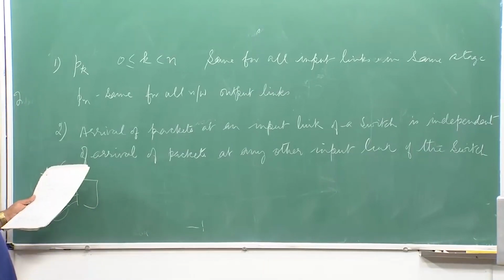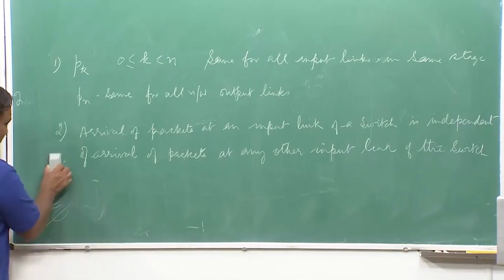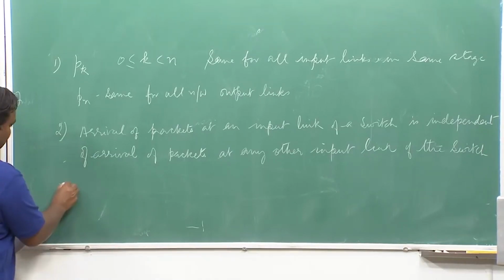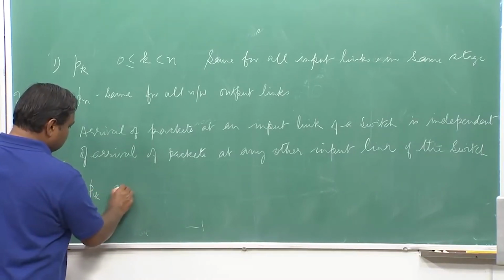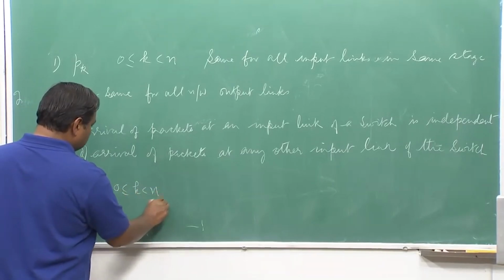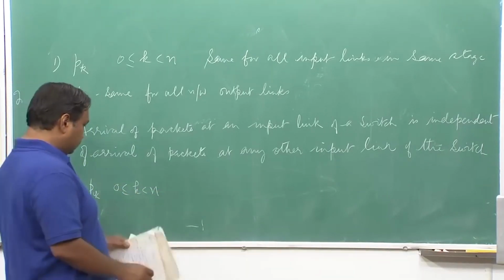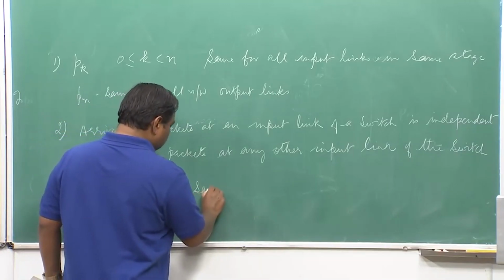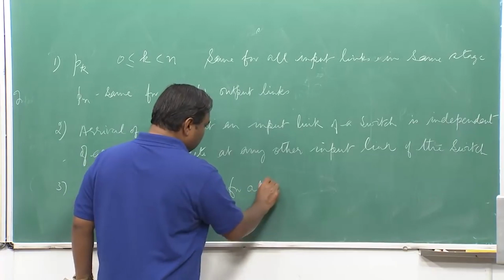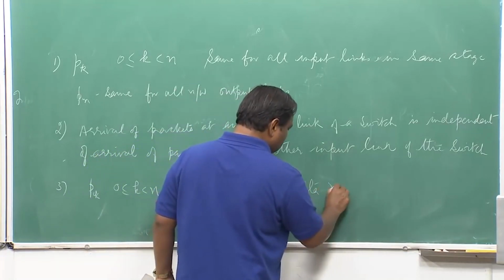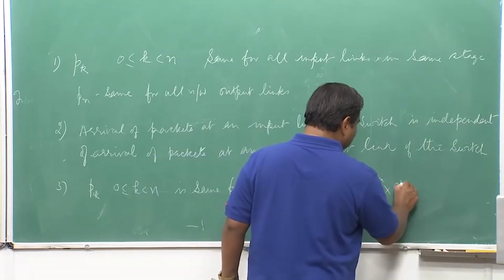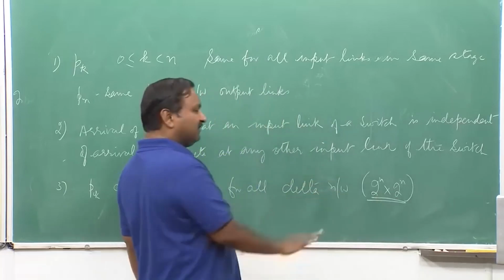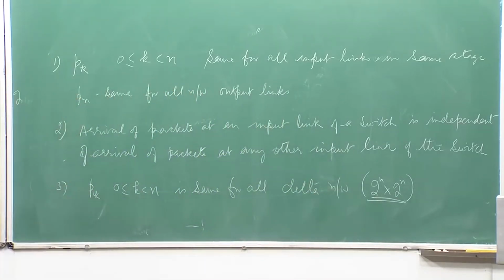And of course, for any delta network, not just for a certain specific one, Pk for 0 less than k less than n is the same for all delta networks of size 2 raised to power n by 2 raised to power n. So for the same size, whatever the interconnection pattern, the Pk value will remain the same. So whatever result we get is true for all kinds of delta networks.